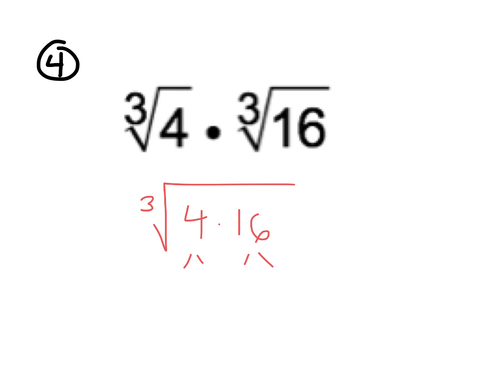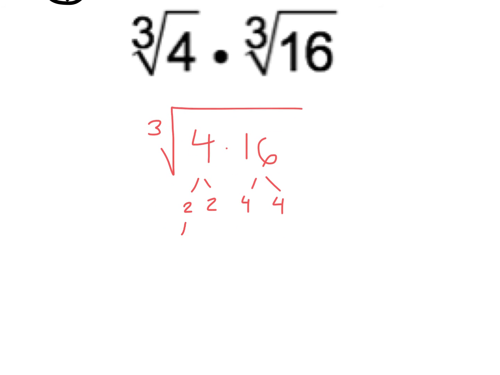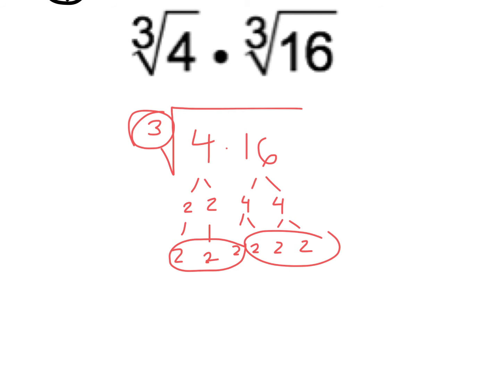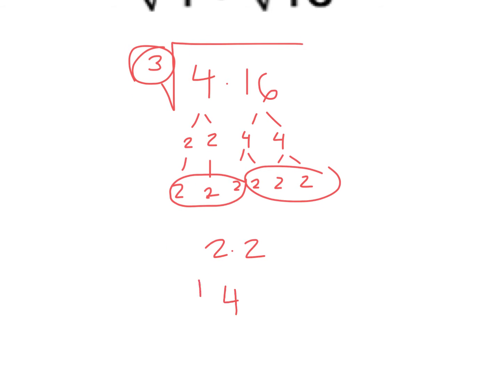What are factors of 4? And factors of 16? 4 and 4. And then let's break it down some more. 4 gets broken down into what? 2 and 2 and 2 and 2. We have to circle groups of how many? Groups of 3. So we have 3 2's here and 3 2's here. So what comes to the outside? 2 2's. What's 2 times 2? 4. So our answer here is 4.